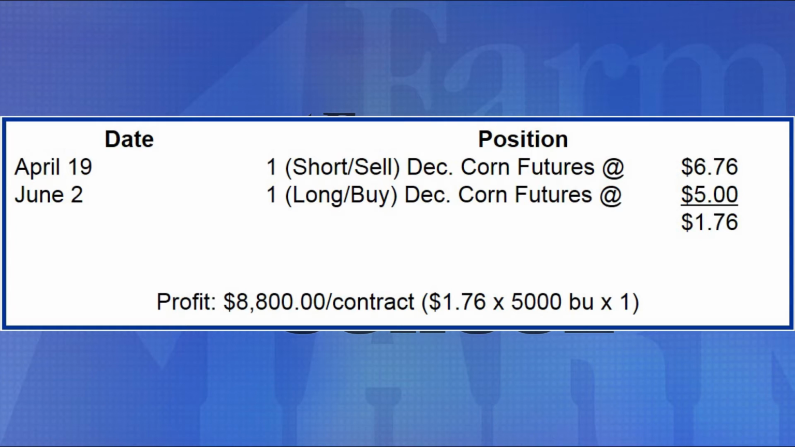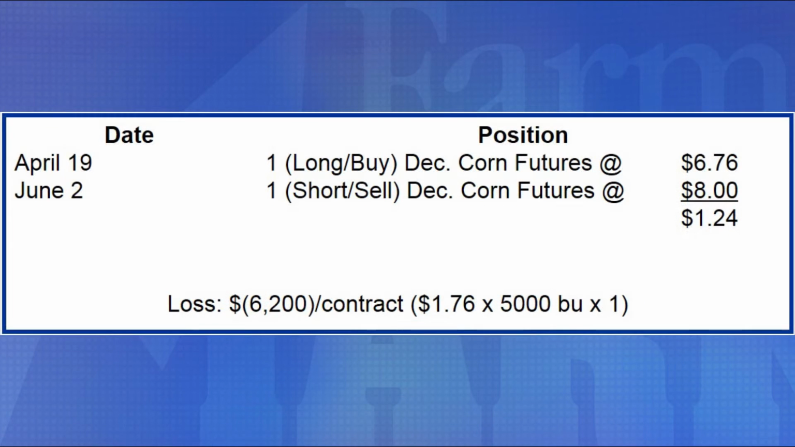In this process, they've made $1.76 per bushel profit, or about $8,000. It's $1.76 times 5,000 bushels per contract. We talked about that earlier, that contract specification times one contract. If you had two contracts, you just multiply that by 2. If instead the price rises by January 15th, the speculator hedger loses, which means the future short position is offset at a higher price at a loss. In this case, we'd have a loss of $1.24 or $6,200 per contract. Again, it's one contract that we are assuming.